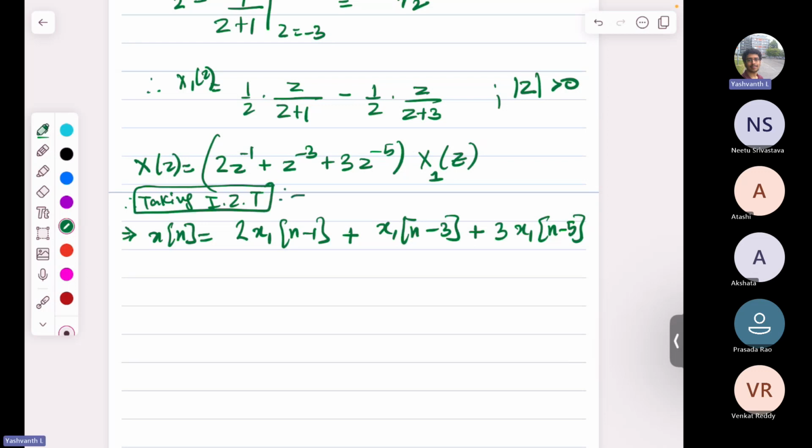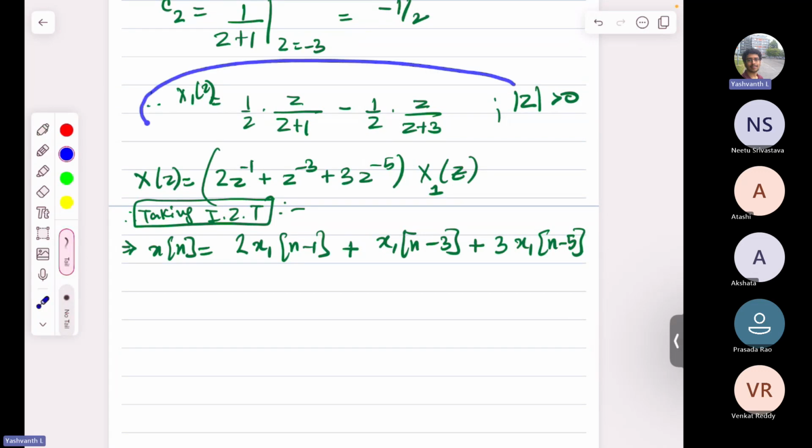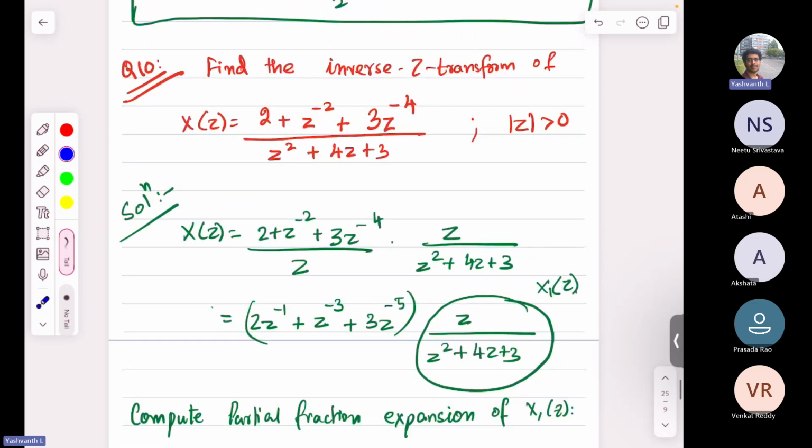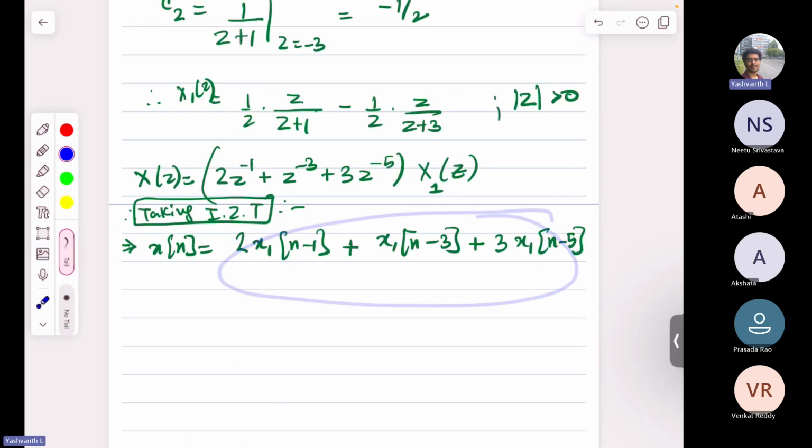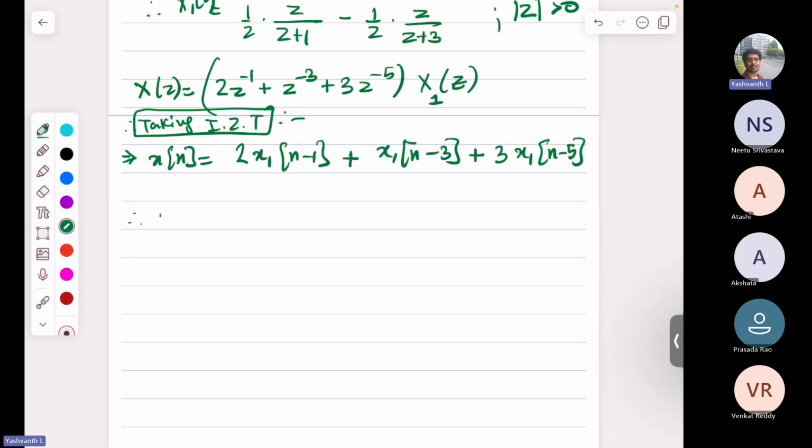So it is now sufficient to know what x1 of n is, which is precisely the inverse z transform of X1 of z that I computed here. Basically, all I did is bring out all the negative powers and convert them into delays in the time domain. Therefore, what remains is to compute x1 of n. Call the above equation, equation 1.